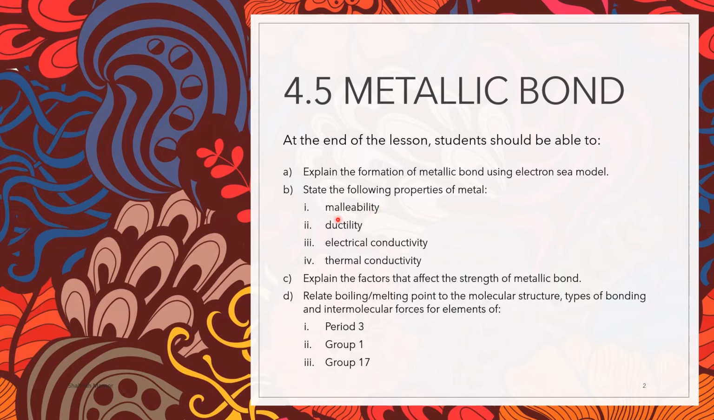model. And you are going to see the properties of the metal such as malleability, ductility, electrical conductivity, and thermal conductivity. And later, we will see what are the factors that could affect the strength of the metallic bonding. And lastly, we will see how to relate the melting and boiling point to the molecular structure, types of bonding, and intermolecular forces of attraction for elements in period 3, group 1, and group 17.